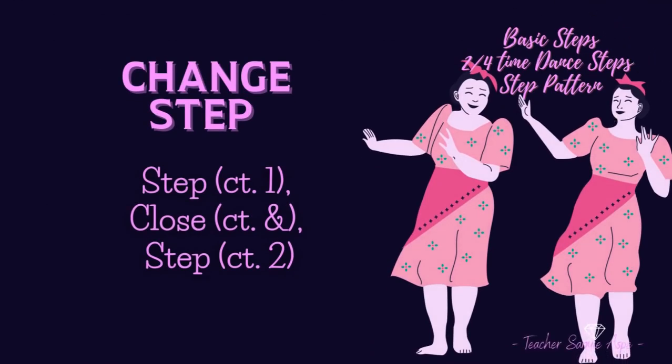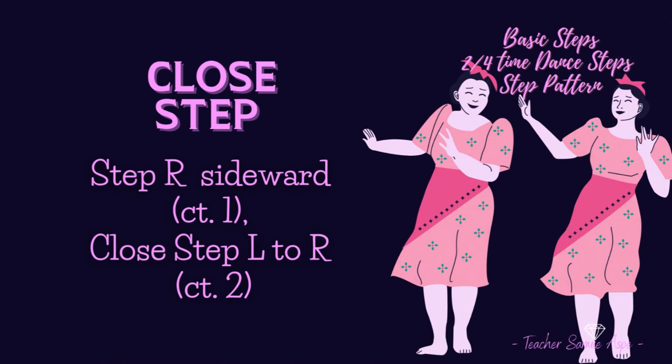Change step using the step pattern: step, count 1, close, count and, step, count 2. Close step using the step pattern: step right sideward, count 1, close step left to right, count 2.